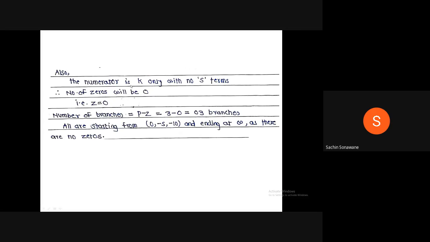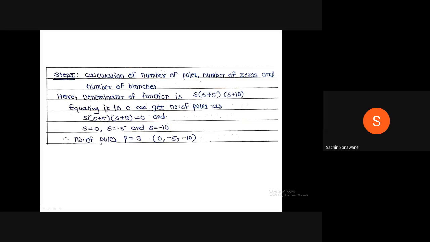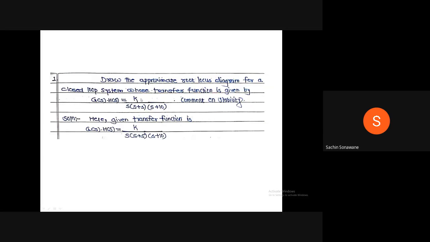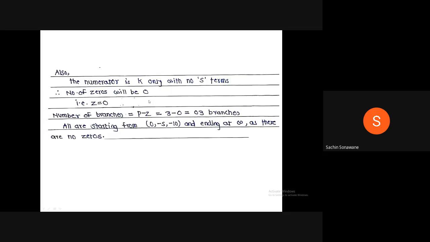Also, the numerator is k only with no s terms. Therefore, number of zeros will be 0, that is Z is equal to 0, as in the numerator there is no s term. Therefore, number of branches is equal to P minus Z, which is equal to 3 minus 0, which is 3 branches. All are starting from 0, minus 5, minus 10, and ending at plus infinity, as there are no zeros.